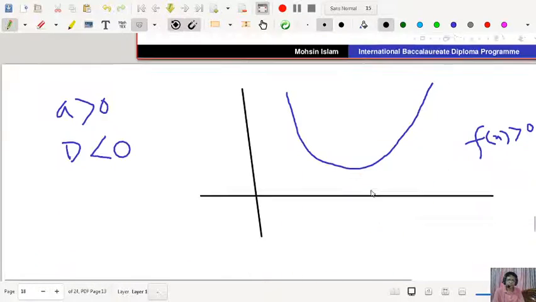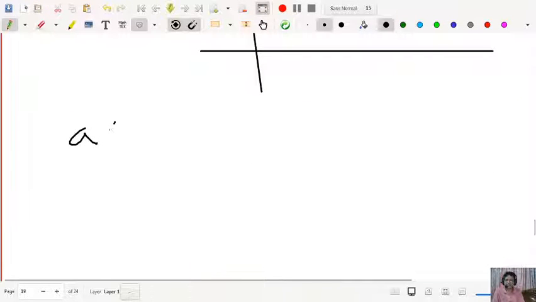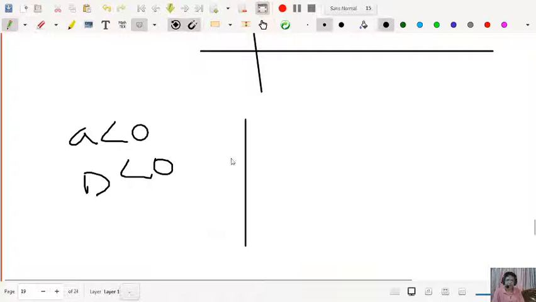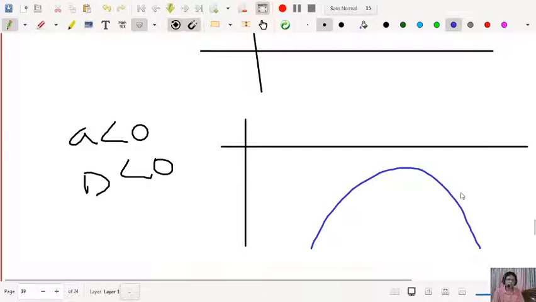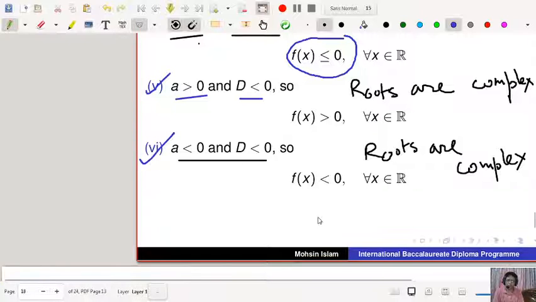Okay, so what will be the diagram in the last case? A less than 0, D less than 0. So it will be just the opposite, right? This is the thing. This is your x-axis and this is your f(x). So these are the important concepts of quadratic polynomials.